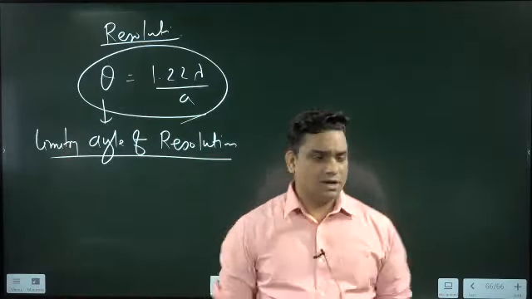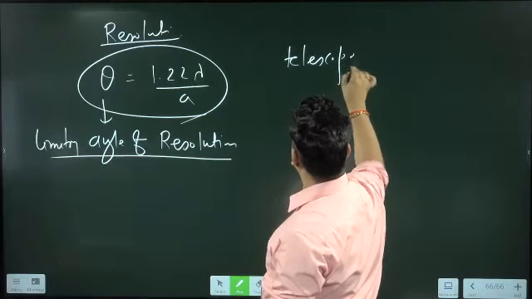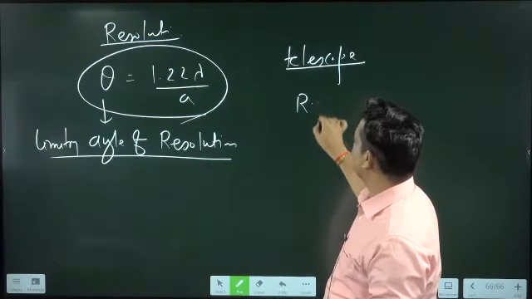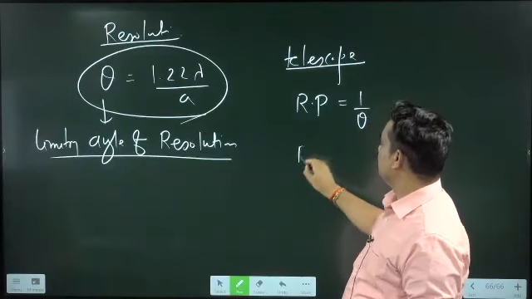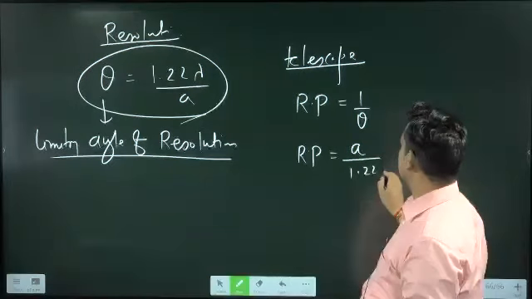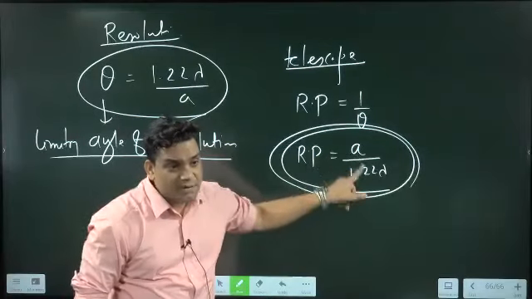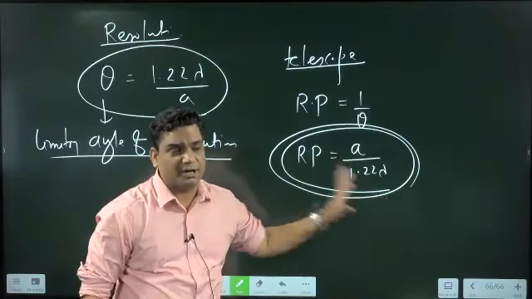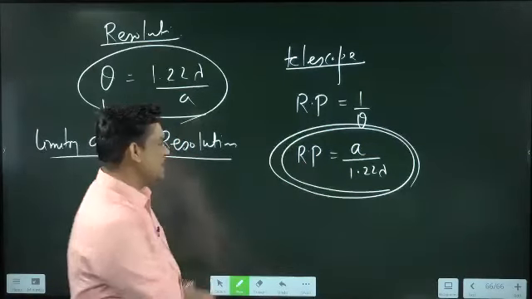Now resolving power of telescope, if they are giving for the telescope, then resolving power is proportional to 1 by theta. So resolving power of the telescope becomes a divided by 1.22 lambda. Okay, so resolving power of telescope is a by 1.22 lambda. Inverse relation is there. What question they will ask here?